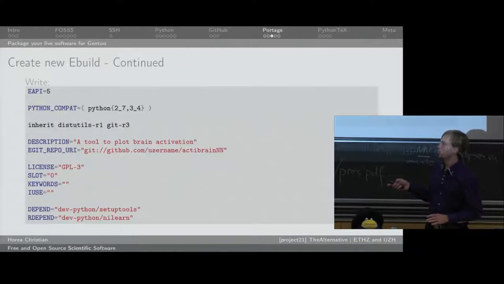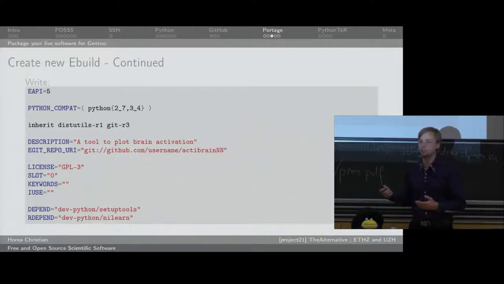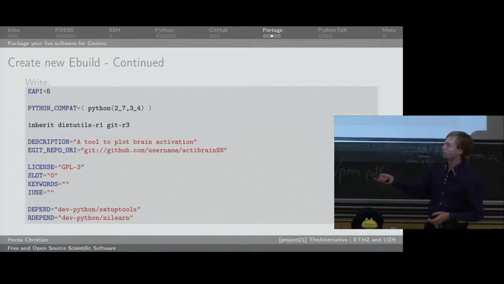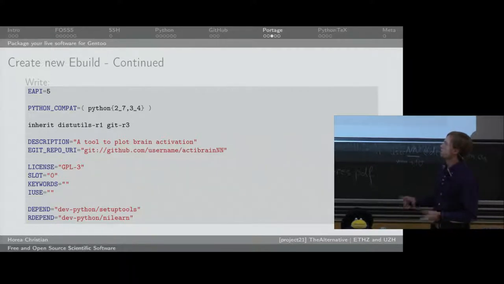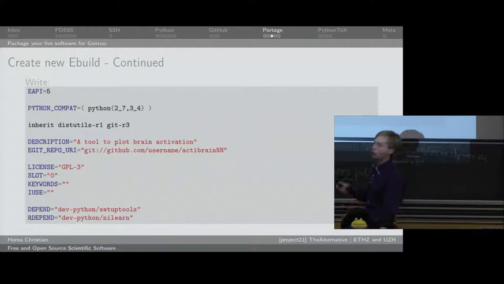And the really important stuff, if you're packaging things and you want to make sure that people can install them and actually run them, is you have to tell Portage what kind of stuff your script depends on. Yeah? It depends at build time on setuptools. You might remember we imported that in the setup.py, yeah? And it depends at runtime on nilearn, because that's where all of our plotting functions come from, yeah? So you should write this, and then, as usual, you press Ctrl-O, Enter, Ctrl-X.